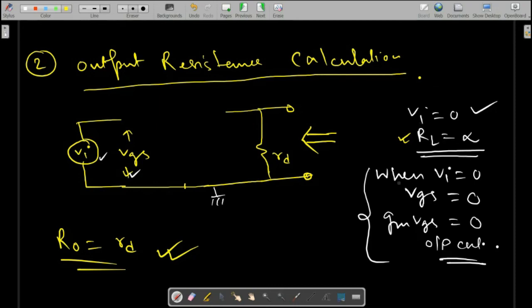Now in my circuit, when VI is 0, of course VGS will be 0. So the value of the current source GM VGS will be 0, so it's open circuit. Just remove that. Now only one element is present in the circuit, that is RD. The output resistance is related to the output, so if we see the resistance from this terminal, we can place only one resistance, that value is RD. So R0 is RD in this case.